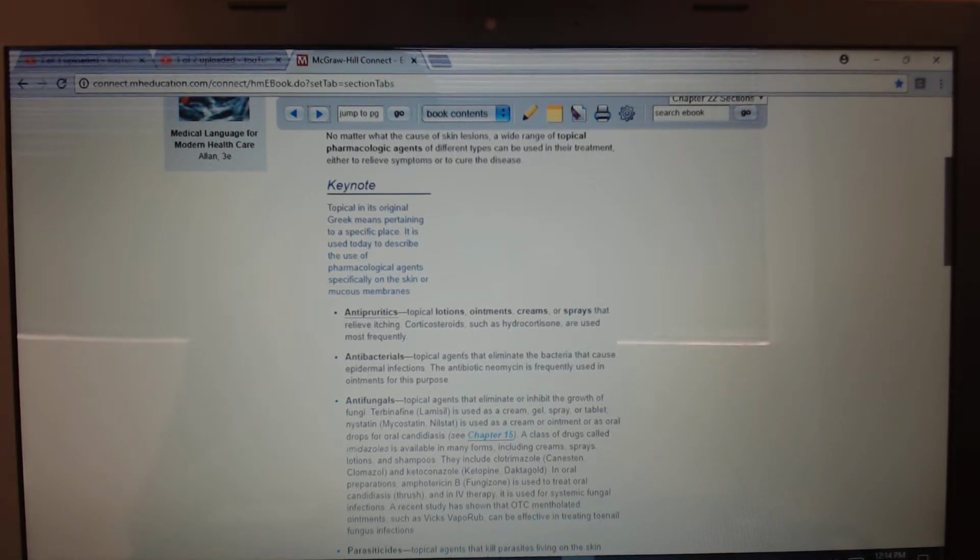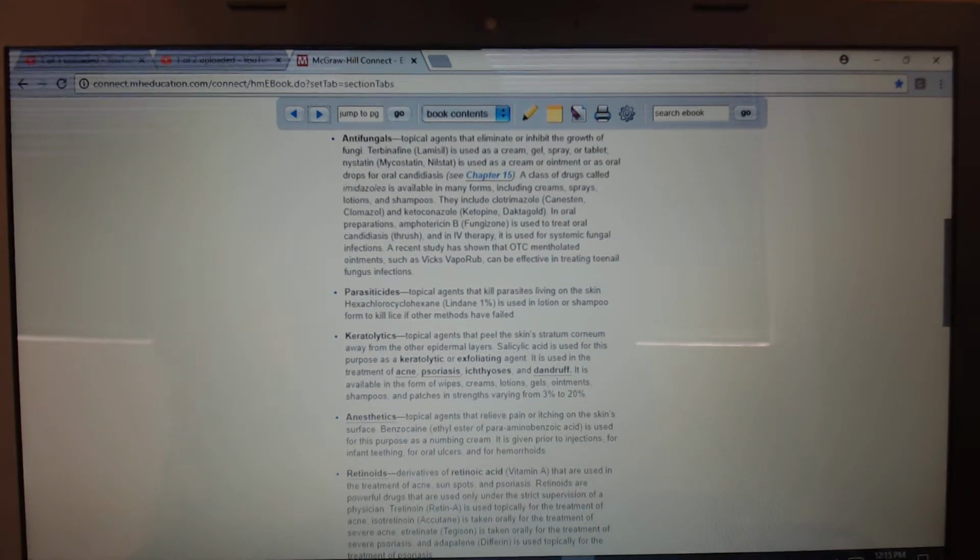Antipruritics are topical lotions, ointments, creams, or sprays that relieve itching. Corticosteroids such as hydrocortisone are used most frequently. Antibacterials are topical agents that eliminate the bacteria that cause epidermal infections. The antibiotic neomycin is frequently used in ointments for this purpose.